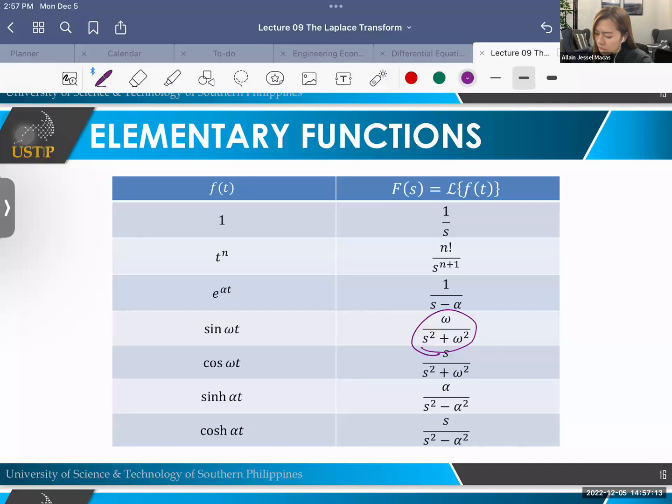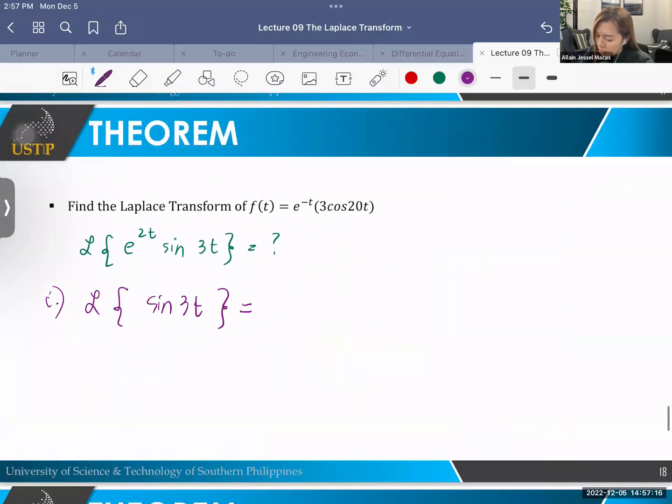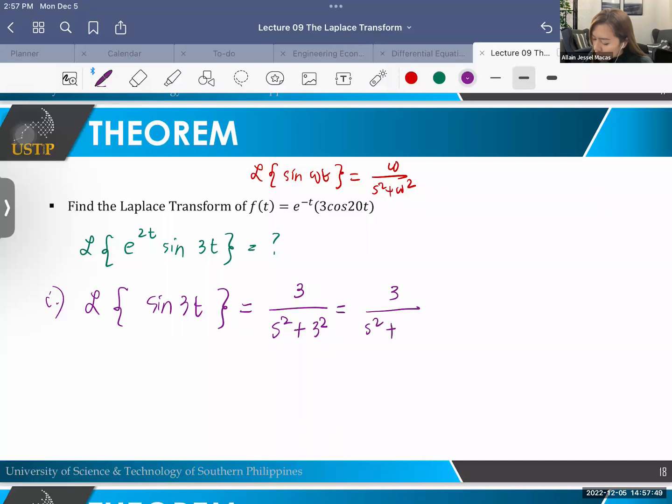Tama? So that means, sige, dire na lang. The Laplace transform of sine omega t is omega over s squared plus omega squared. Okay? So base ana, unsa man imong Laplace transform of sine 3t? Unsay value sa imong omega? 3. Yes, 3 over s squared plus 3 squared, or 3 over s squared plus 9. Okay, this is the Laplace transform of sine 3t.